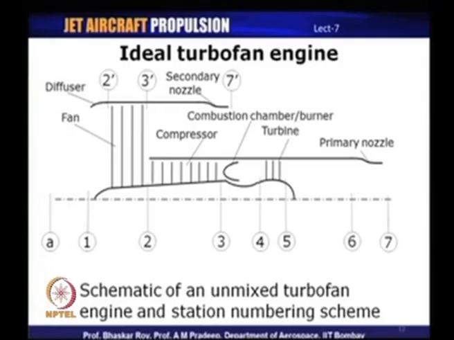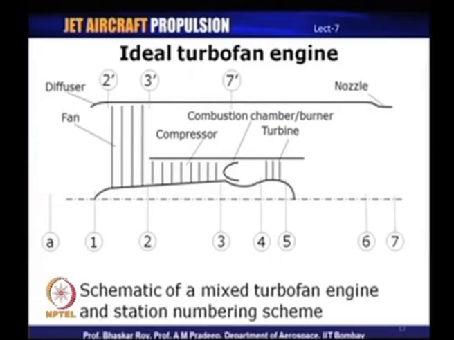Now, what about the second variant of this engine? We have a mixed turbofan here. In a mixed turbofan, you can see that there is only a single exhaust from such an engine, that is, the bypass mass flow mixes with the turbine exhaust before it exhausts through a common nozzle. Whereas, in the unmixed turbofan, we had two separate nozzles.